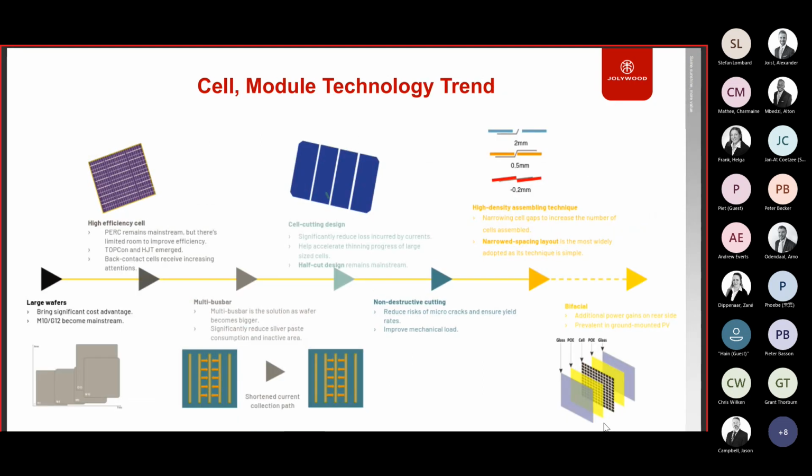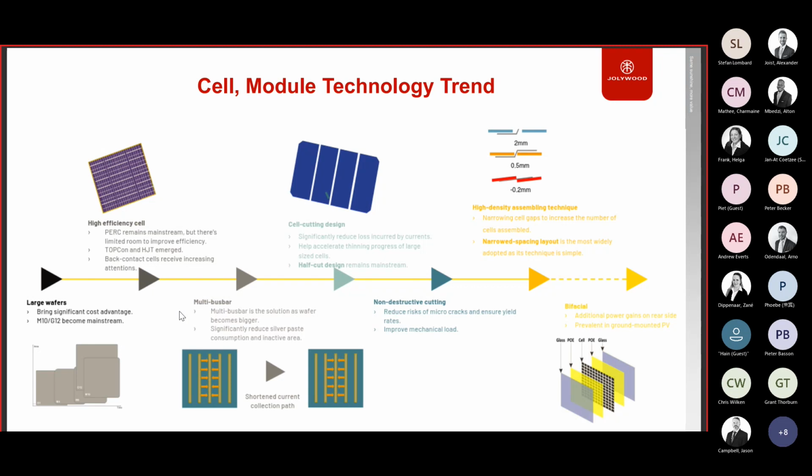Next we can see the cell and module technology trends in the market. As we know, currently large wafers have become the mainstream, especially M10 and G12. Large wafers mean higher efficiency and higher module power. It also can reduce the system cost significantly.